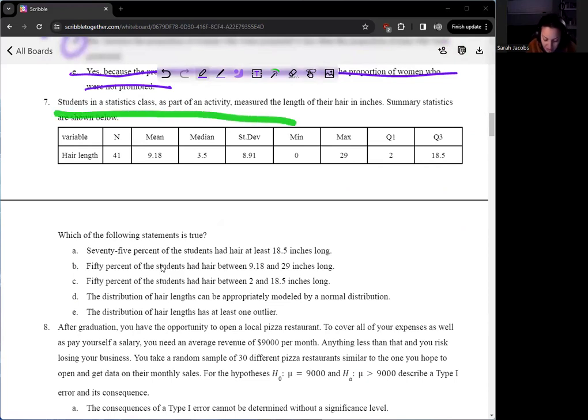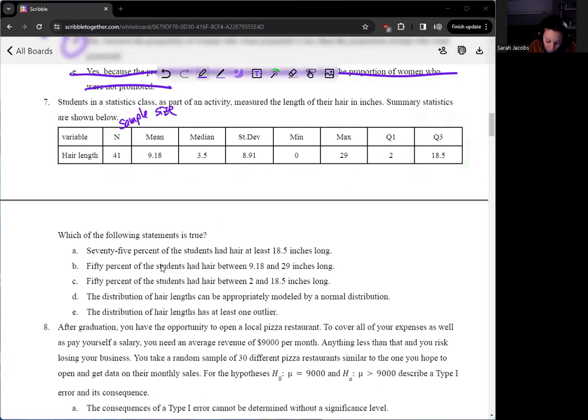Students in a statistics class, as part of an activity, measured the length of their hair in inches. Summary statistics are shown below. Just to review this, N is always the sample size. The mean is 9.18, and there are the median, standard deviation, min, max, first quartile, and third quartile. Then we're asked which of the following statements is true.